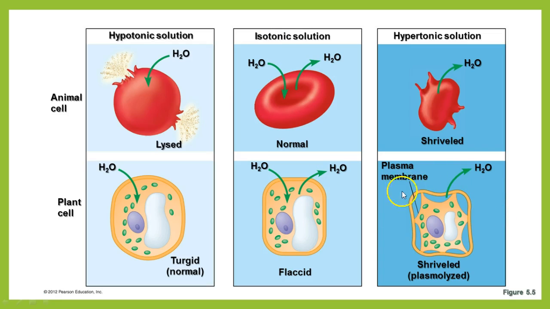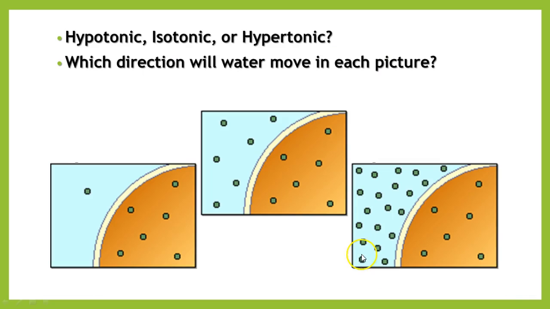And then if you get the plant into a hypertonic solution, more water is going to leave than is going to remain in the cell, and you'll end up with the cell becoming plasmolyzed, meaning that it's going to shrivel up, and you're going to see the plasma membrane pull away from the cell wall. That's about the only time you see the plasma membrane in a plant cell, because the rest of the time it's up against the cell wall.